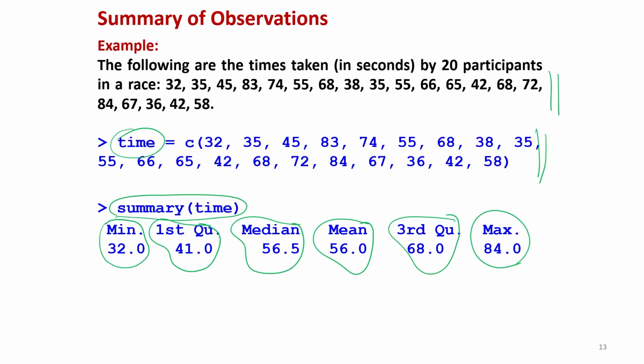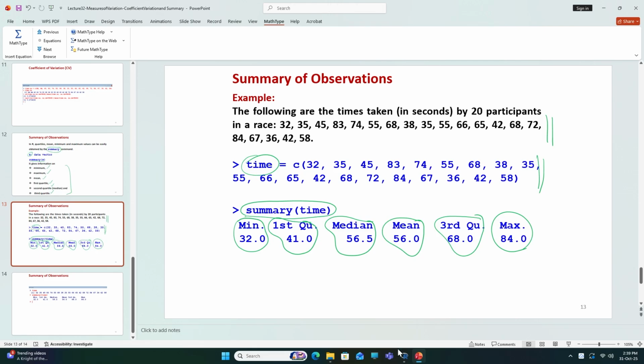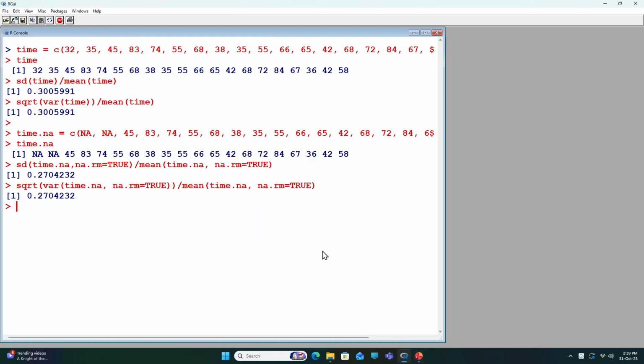And this is a screenshot of the same thing, and now let me show you these things in the R console. You can see we already have the data time. This is summary of time, and you can see it comes out like this. This is the minimum value, then first quartile, then median 56.5, then arithmetic mean 56, then third quartile which is 68, and then maximum value which is 84.